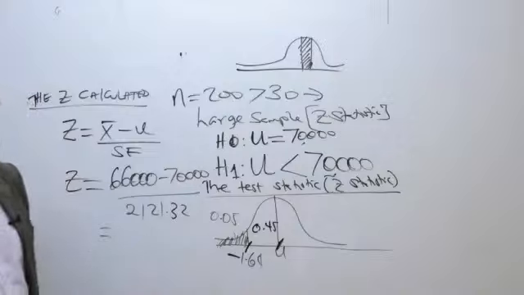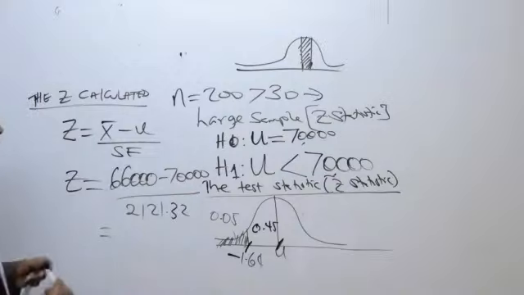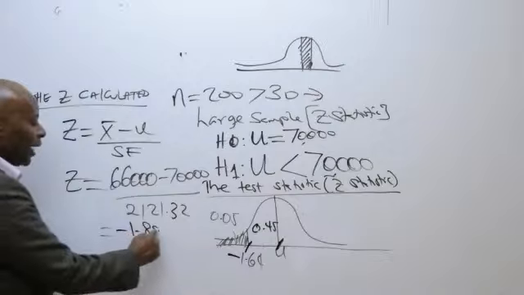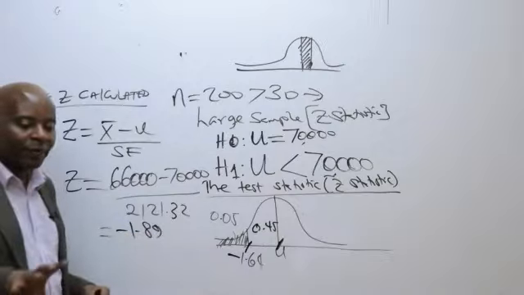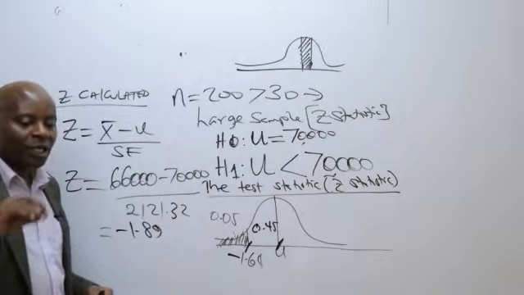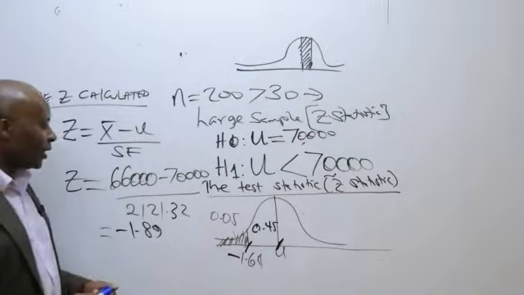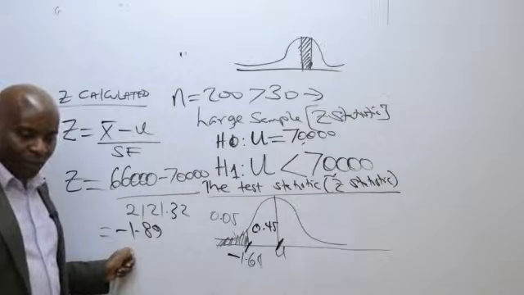Yep, according to Denzel, she's giving me a figure of negative 1.89. Is there any other student who can confirm? Yes, Lokai has gotten the same. Save for rounding off errors, we have negative 1.89. Let's adopt this.